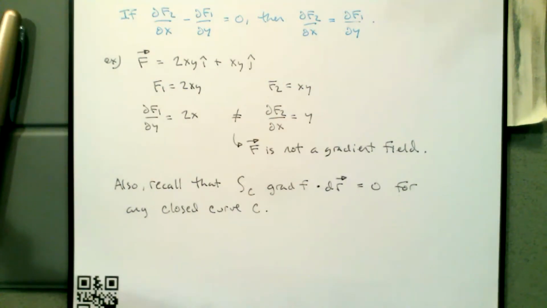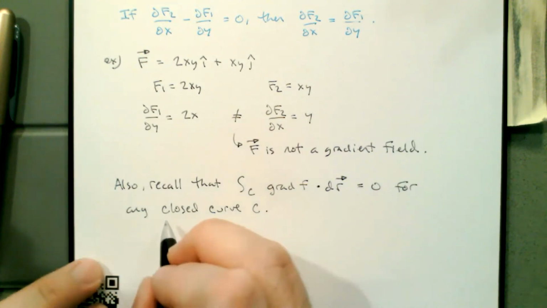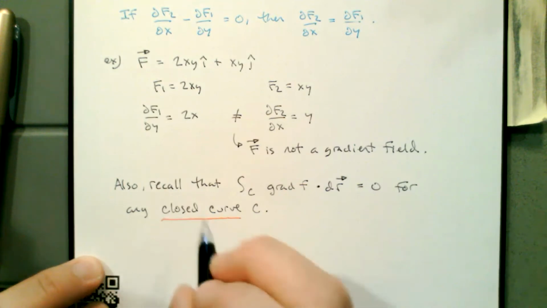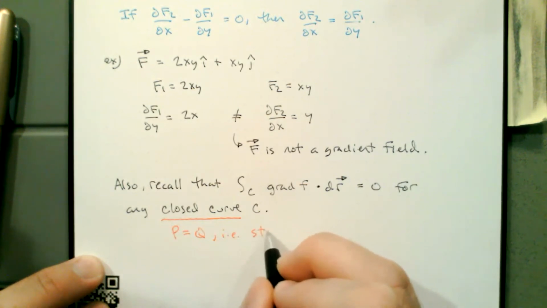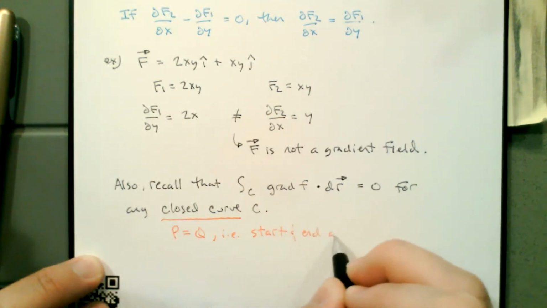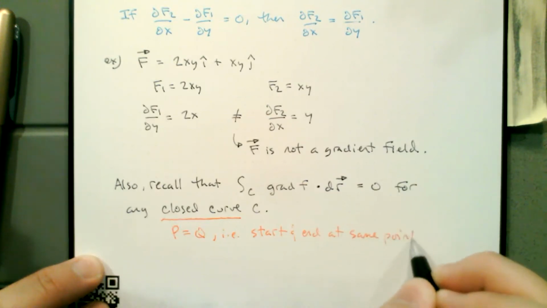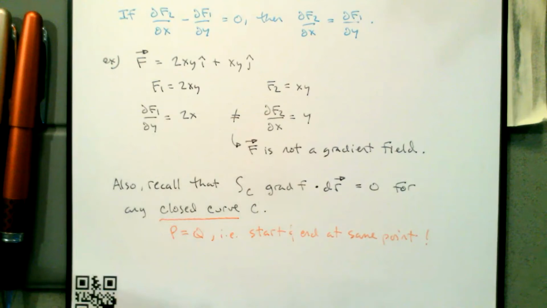So if we have a gradient field, and we calculate the line integral over a closed curve, we just do f of q, the potential function at q, minus f at p. If q and p are the same point, because we have a closed curve, then we'll get 0. A closed curve just means that we end where we started.